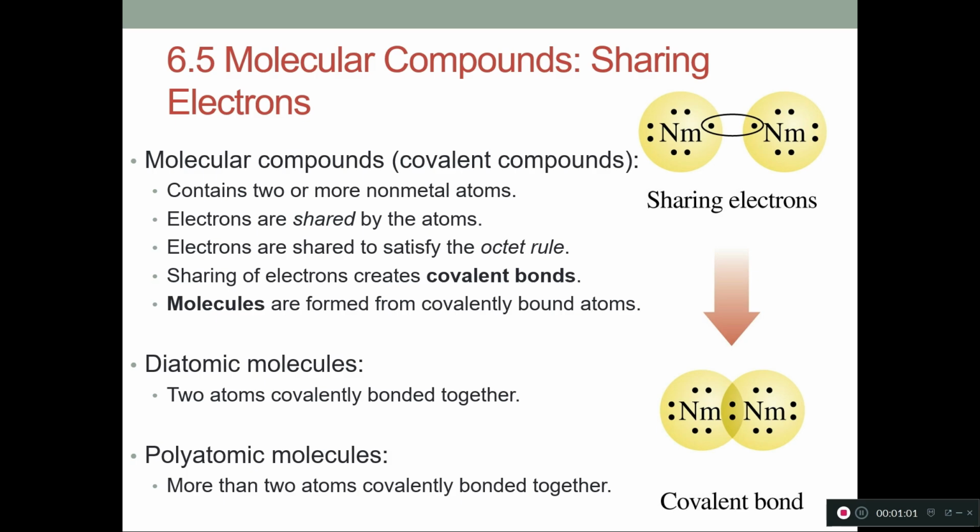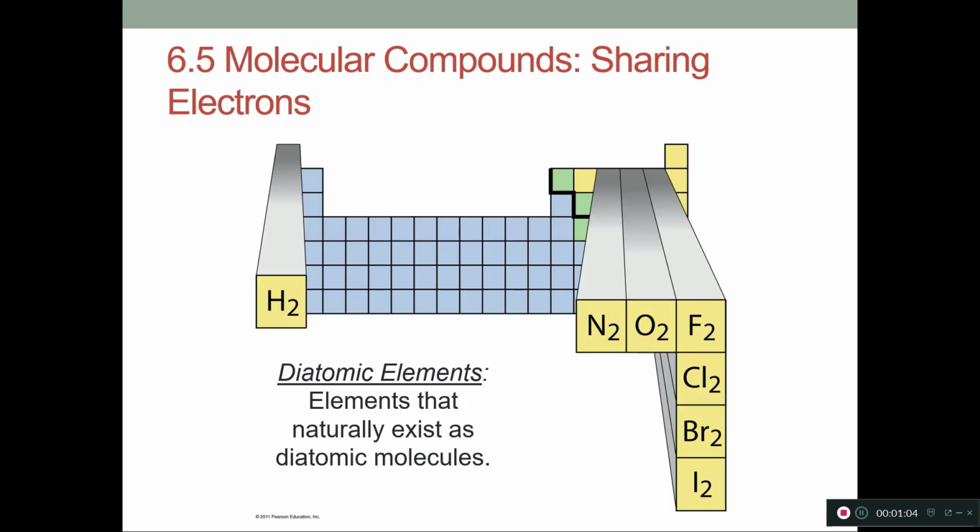So some diatomic elements, which are elements that always exist naturally as diatomic molecules. These are ones that you will have to remember. So H2, so we always write it H2 because it's two hydrogen atoms covalently bonded together. N2 is two nitrogen atoms covalently bonded together. O2 is two oxygen atoms covalently bonded together. F2, Cl2, Br2, and I2. The halogens are always two atoms covalently bonded together.